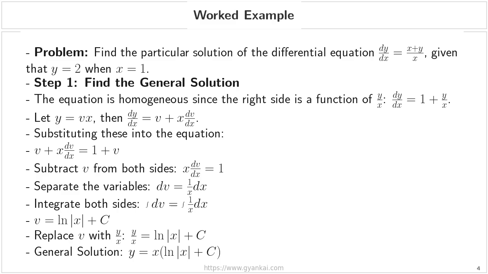Now that we understand the theory behind finding a particular solution, let's put it into practice with a concrete example. Now that we have successfully found the general solution, we can move on to the next slide to use our initial conditions to find the exact value of c. Worked example continued.